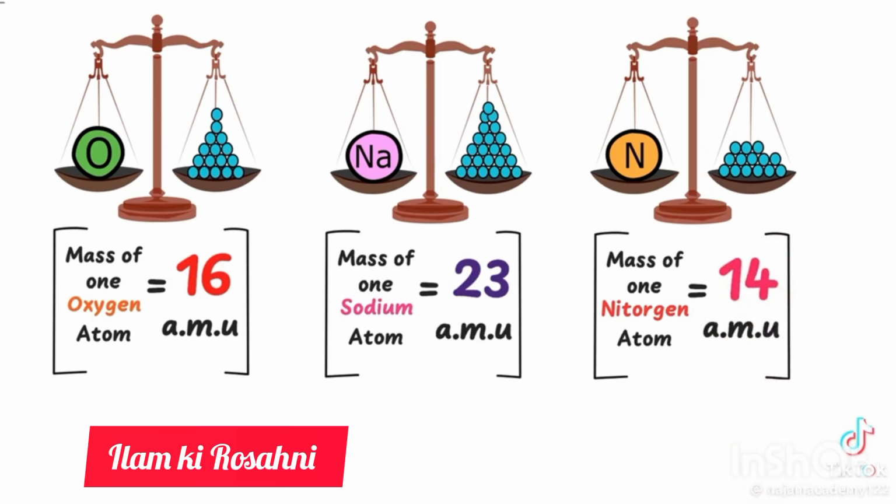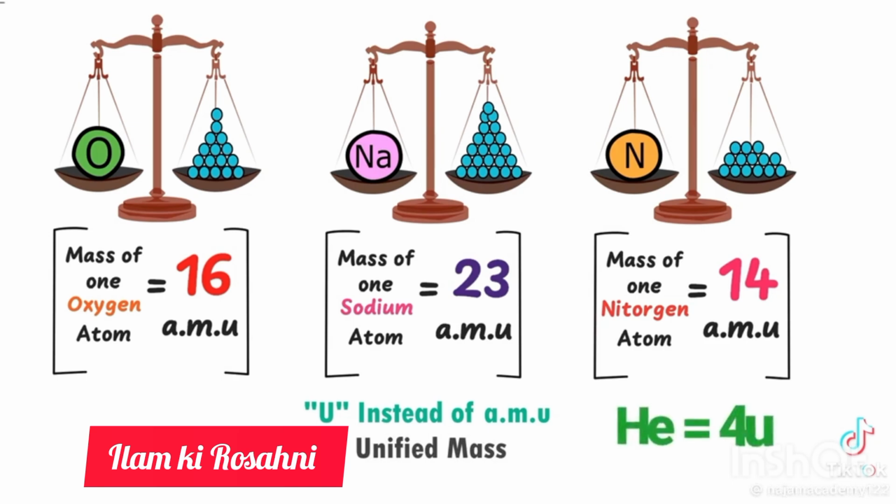Lastly, remember that nowadays people write only U instead of AMU. The letter U means unified mass. For example, people often write that the relative atomic mass of helium is equal to 4U. This was all about relative atomic mass.